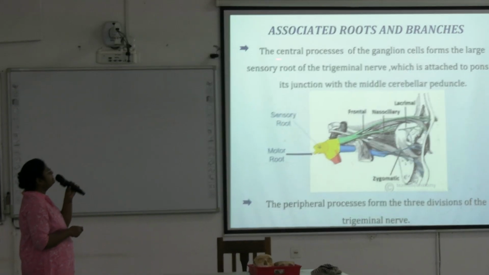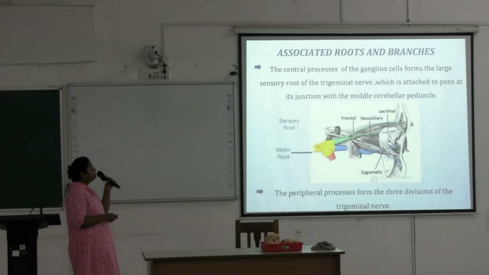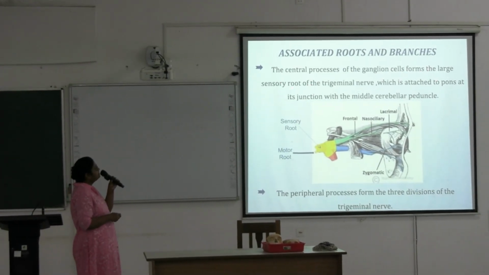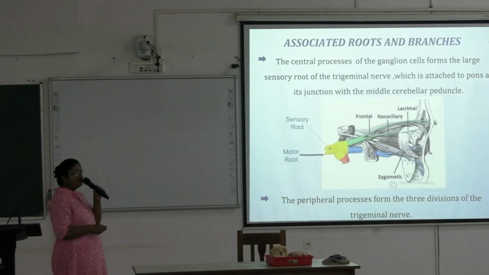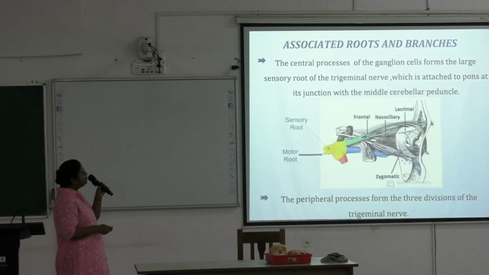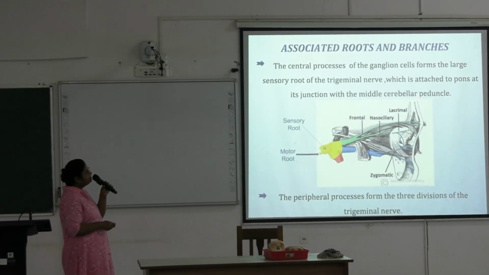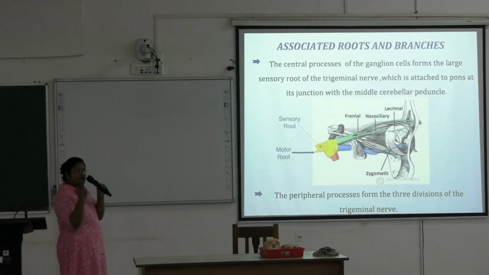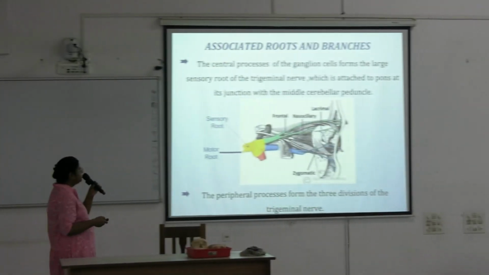associated roots and branches, the central processes of the ganglion cells, they form the large sensory root of the trigeminal nerve, and which is attached to the pons at its junction with the middle cerebellar peduncle. So coming out from the pons, that part is.